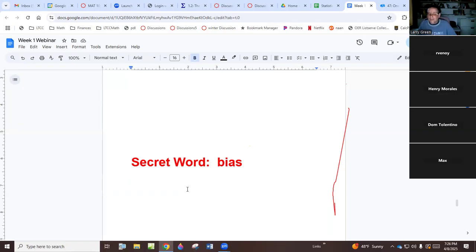And again, we learned about some ways of doing that. Stratified sampling is one way to help prevent bias. Cluster sampling is one. Random sampling is wonderful, but almost always impossible. So there are different ways of preventing bias. So that is the secret word.